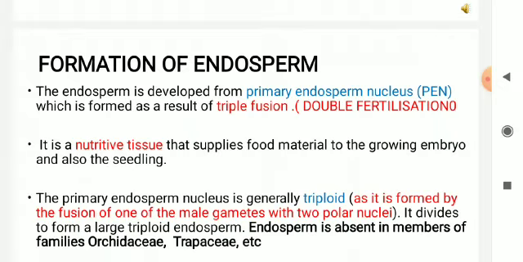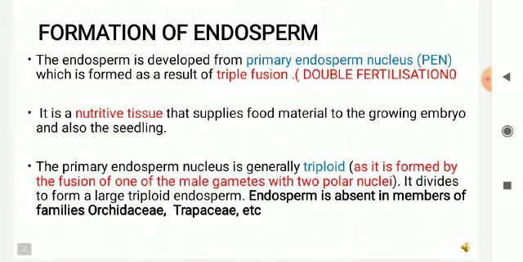Now, how is endosperm formed? Endosperm is formed as a result of double fertilization, which is a unique characteristic of angiosperms. Double fertilization means that one male nucleus fuses with the egg to form the zygote, which ultimately develops into the embryo. And the second male gamete fuses with the secondary nucleus or the polar nuclei to form the primary endosperm nucleus.